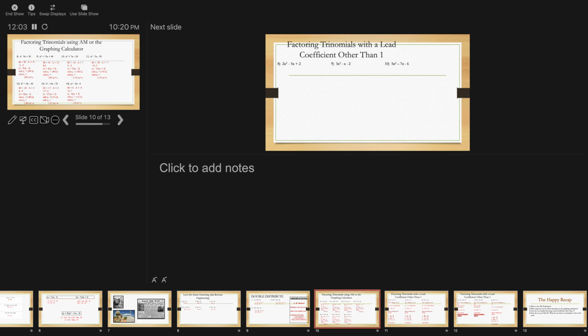Okay, so that's factoring trinomials using the AM system. And now we come to the problem. This will be where we teach the new stuff for today.